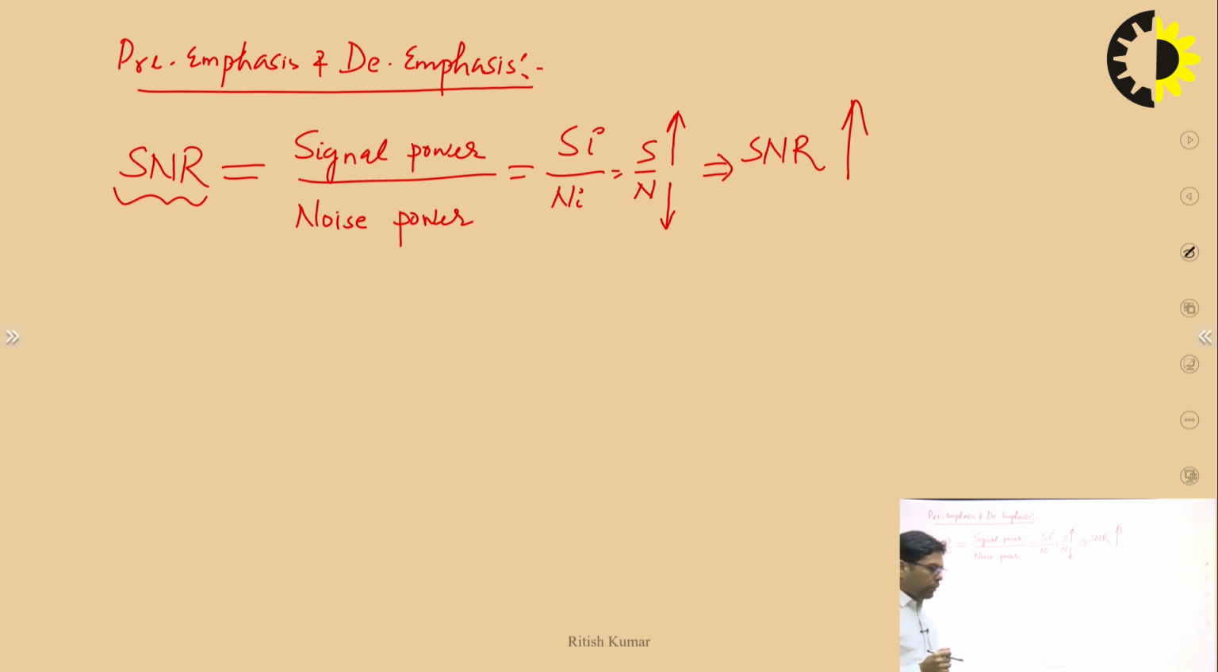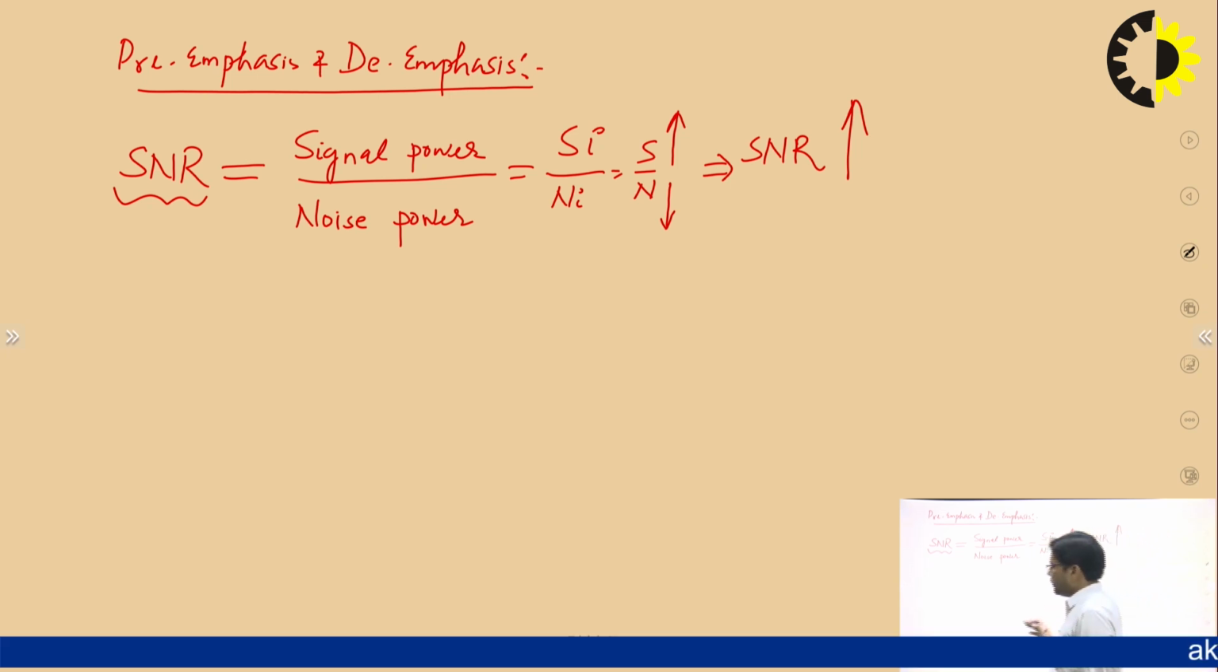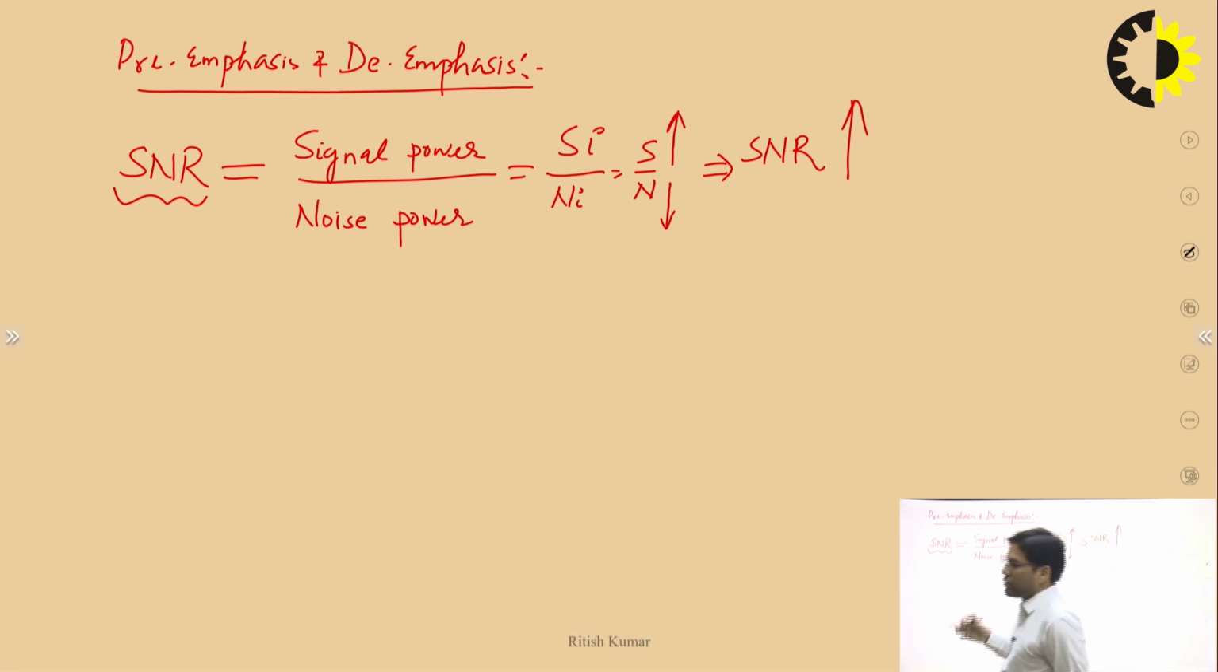So why do we need to do the pre-emphasis and de-emphasis process? To improve the SNR we need to do the pre-emphasis process at the transmitter side, and the de-emphasis process is always done at the receiver side to nullify the effect of pre-emphasis. So let's begin the analysis of the pre-emphasis process. What should be the circuitry of pre-emphasis, and what should be done at the transmitter side?